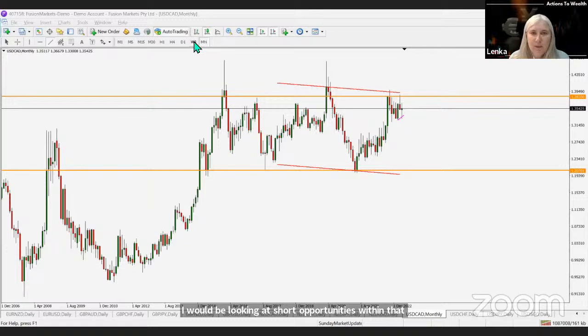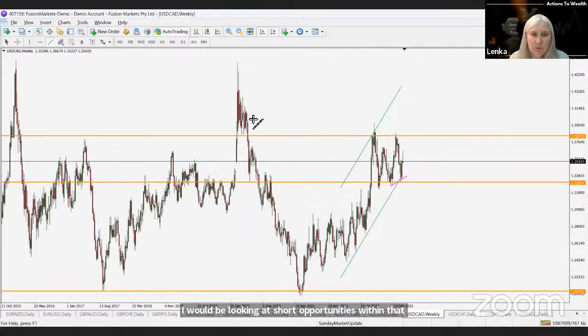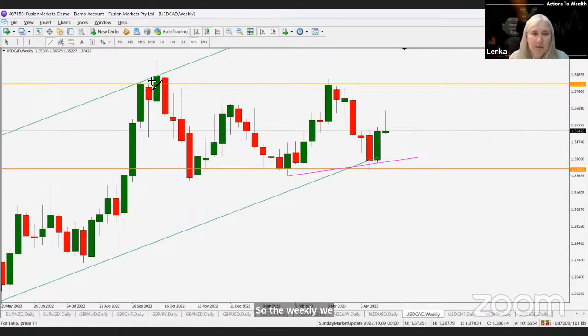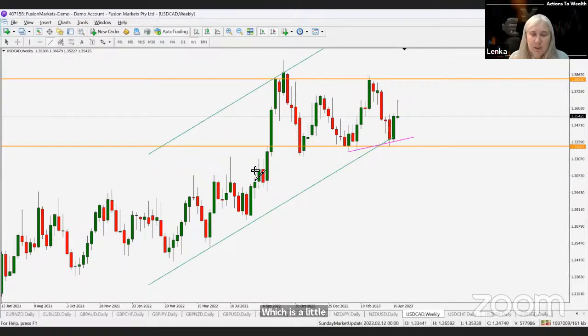Let's have a look on the weekly. So on the weekly, we have this area here that we're looking at, which is a little range at the moment. In terms of the direction, it is still going upward, and we are at the bottom of the range. So it looks like it could still be going up, and it could just be coming up for another retest of the top level there, right? Because of where the price action is at the moment.